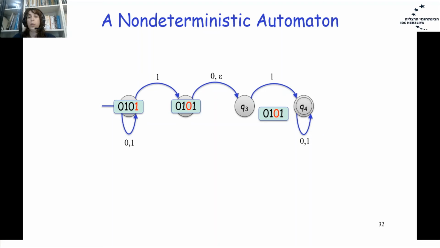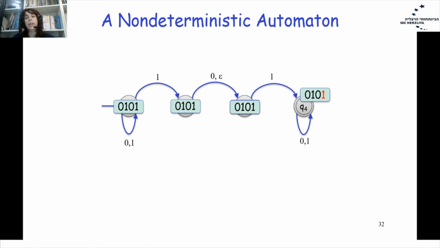Now we have the last letter, 1. In the first state, Q1, we can stay in Q1. We can move into Q2. And we can continue moving with epsilon, and we can reach also Q3. And from Q3 with 1, we move to Q4, which is an accepting state.